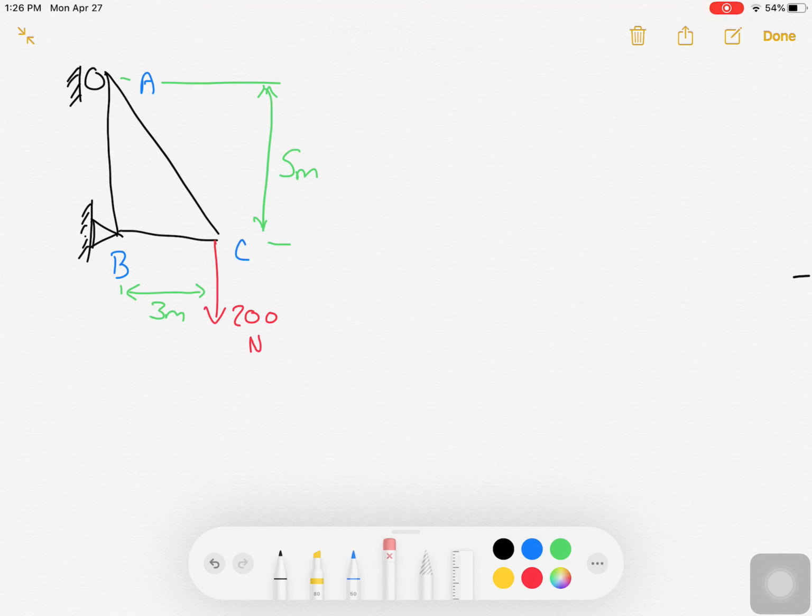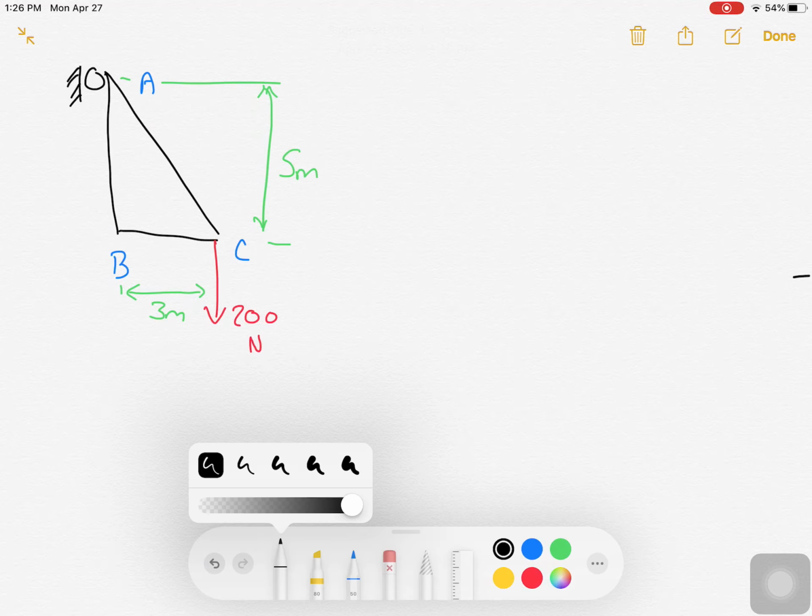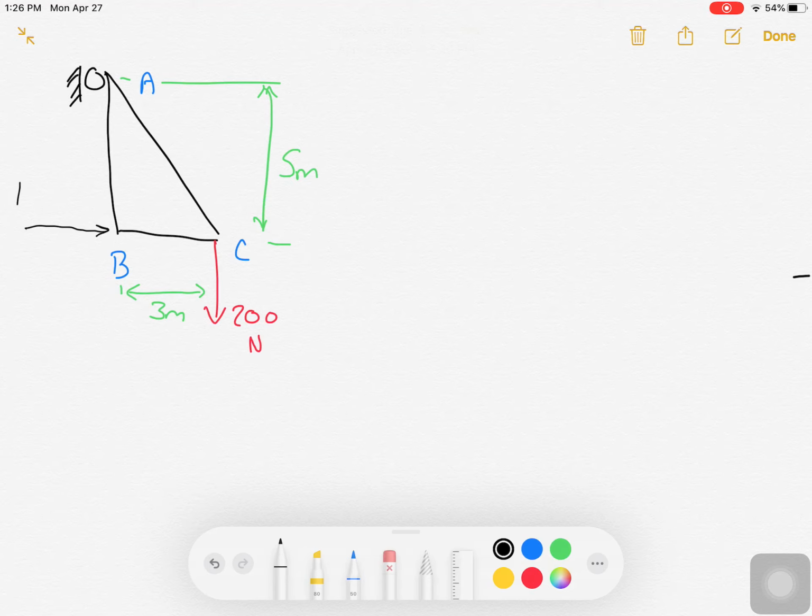So my first step here, I'm going to get rid of the supports and replace them with reaction forces. So that was a pin, so I'll replace it with both an X and Y reaction force. I have the reaction force at B in the X direction, and the reaction force at B in the Y direction. Now my roller is at point A, and notice the roller is on a vertical surface.